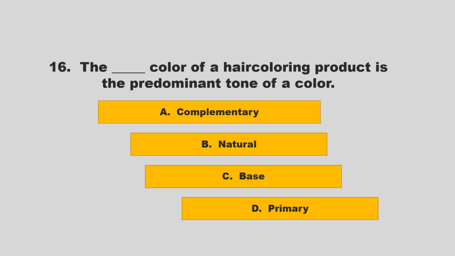The blank color of a hair coloring product is the predominant tone of a color. Is it complementary, natural, base, or primary? If you chose C, base, you are correct.